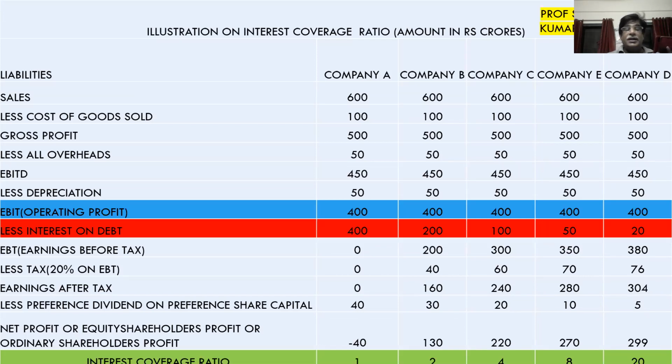I have calculated underneath the interest coverage ratio: the first case is 1, in the second case it is 2, in the third case it is 4, in the fourth case it is 8 times, and in the last case it is 20 times. The higher the number, the better the company. The company's formidable position is illustrated in the form of the interest coverage ratio. The other calculations you can just disregard for our understanding.